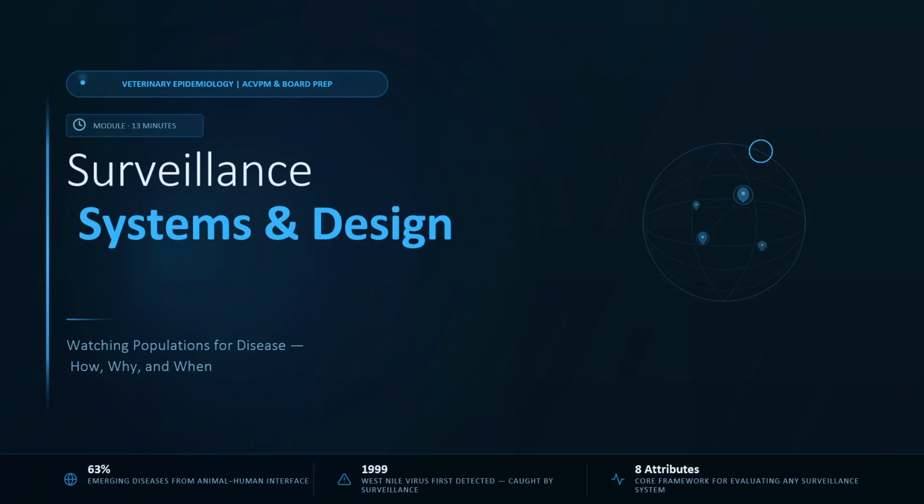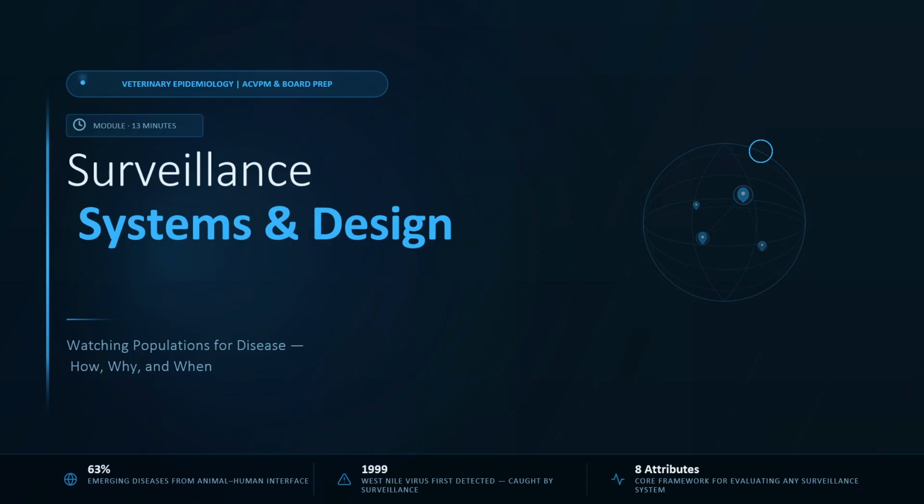Surveillance is, without question, the backbone of veterinary public health. I like to think of it as the eyes and ears of the entire system. And here's the key insight I want you to carry through this whole module. You cannot control what you cannot detect. If a disease is spreading silently and no one is systematically looking for it, you will always be behind. Surveillance is what puts you ahead.